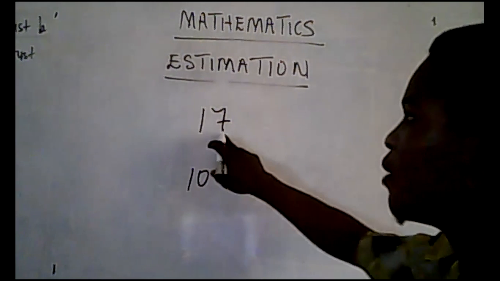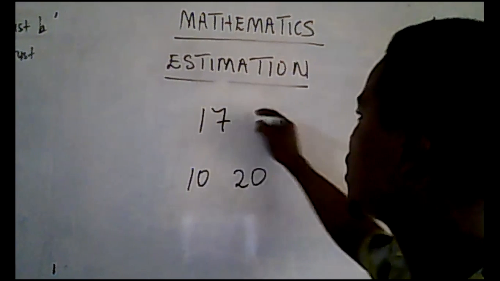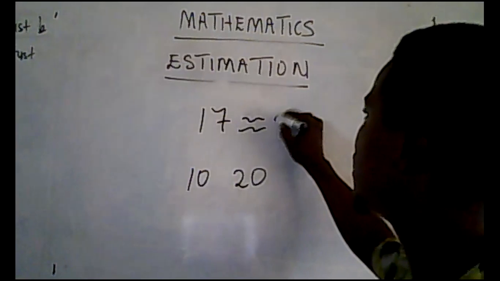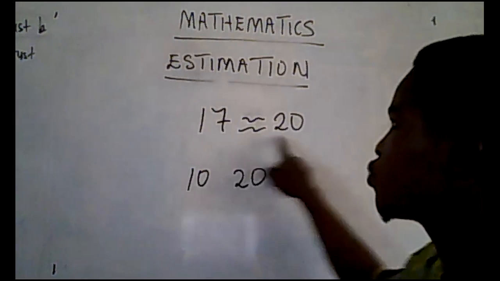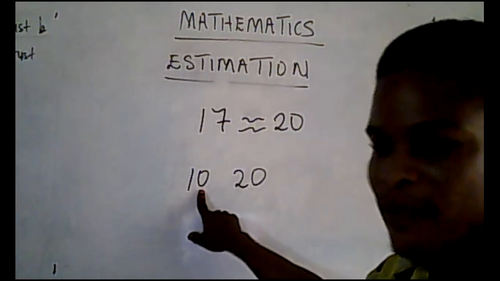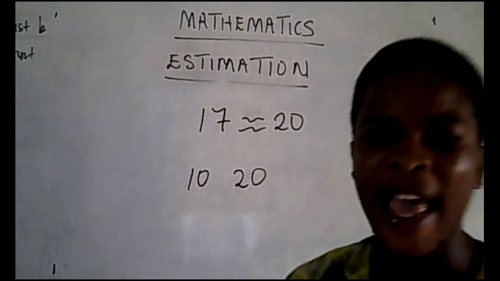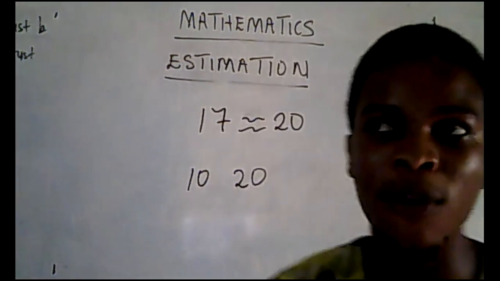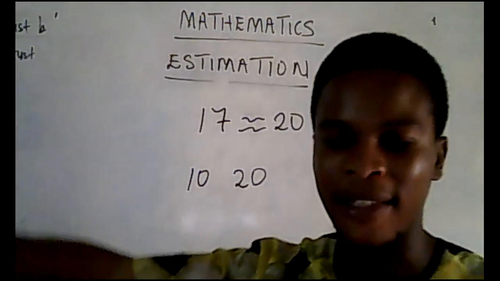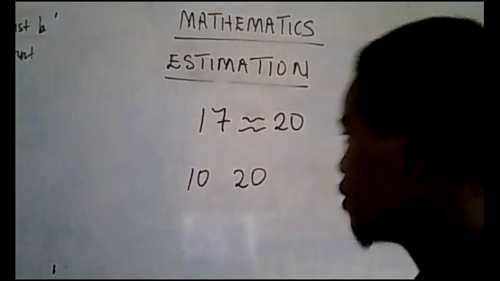So when you are rounding off 17, your answer will be approximately 20. You cannot say 10 because it is closer to 20 than to 10. Is that taken out? So when you are asked to approximate any given number, you ensure that you approximate that number to the closest 10, or to the nearest 10. Very, very good and simple.